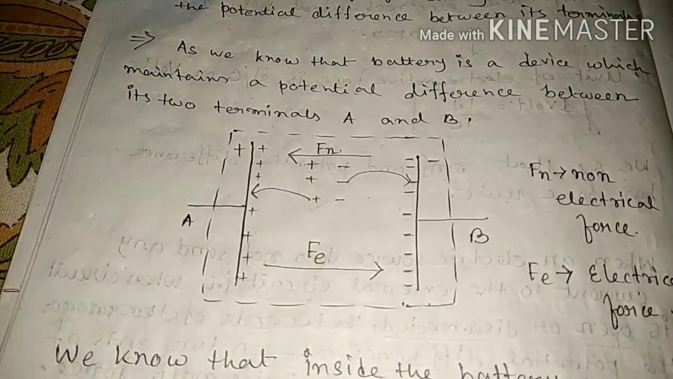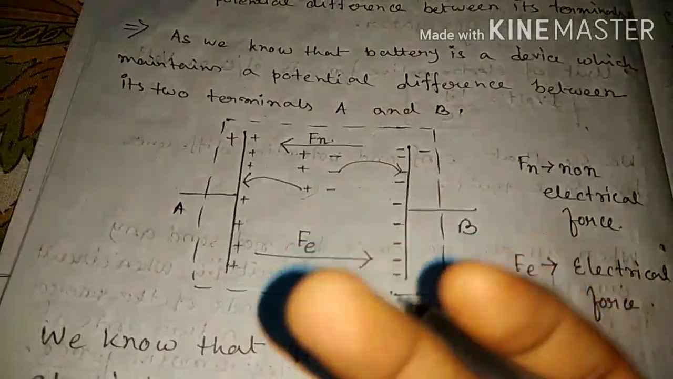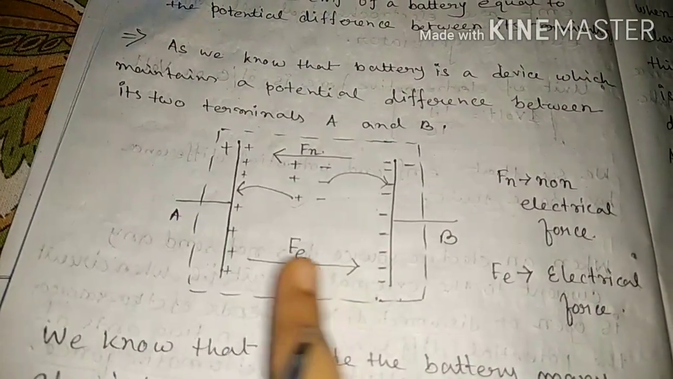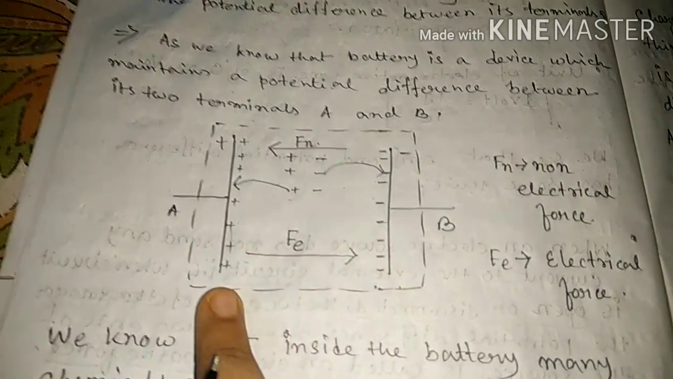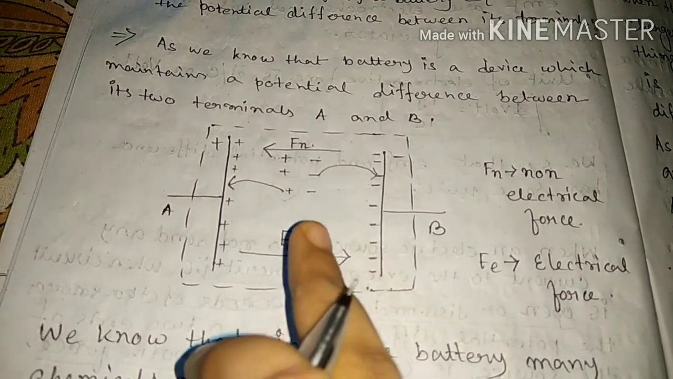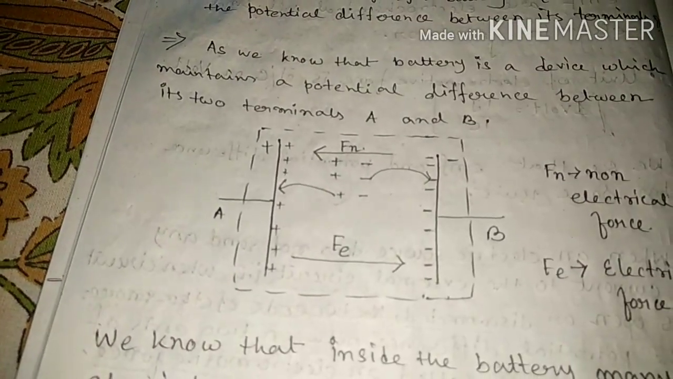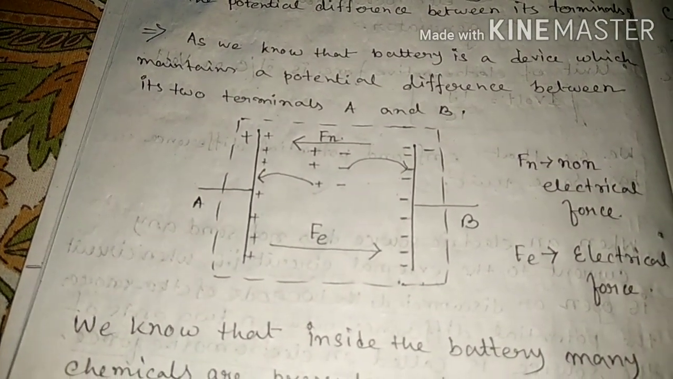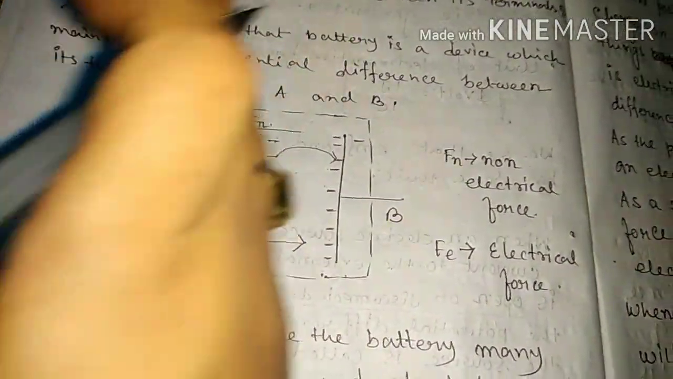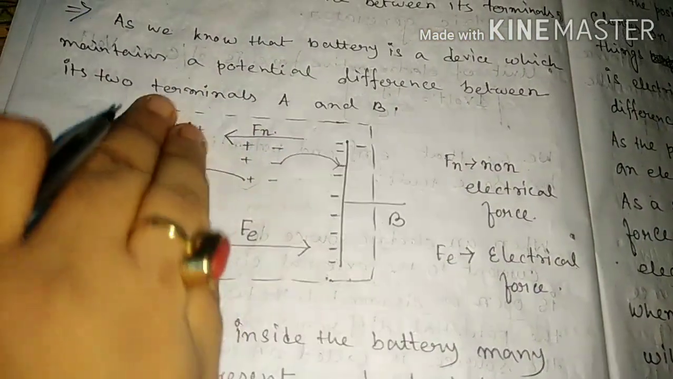As a result, what happened? Another force begins to form, and that force creates attraction between positive and negative. This is called electrical force, and it is created due to that electric field. Okay, so the function of Fn is to accumulate, or separate, the positive and negative charges on one side of the battery. After accumulation, one side becomes positive and the other negative.